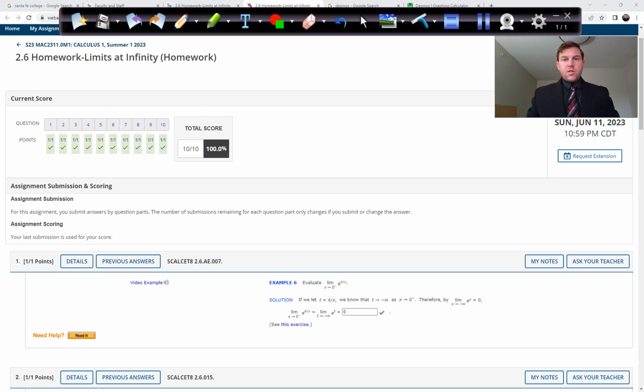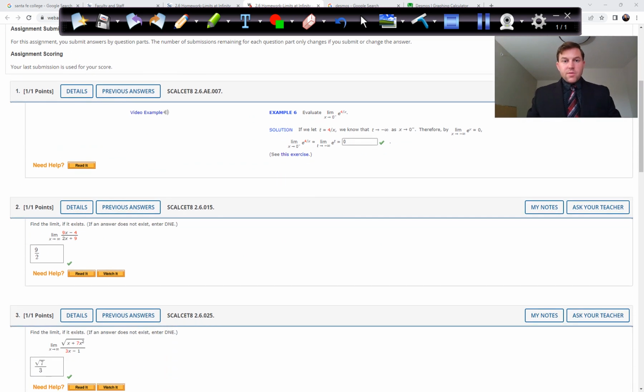In Chapter 2, Section 6, we'll look at limits and infinity. So the first problem says, evaluate the limit as x approaches 0 from the left, that's what that little minus means, of e to the 4 divided by x.